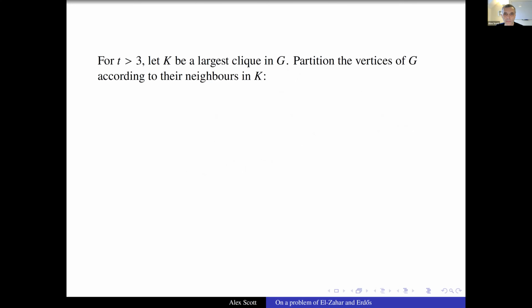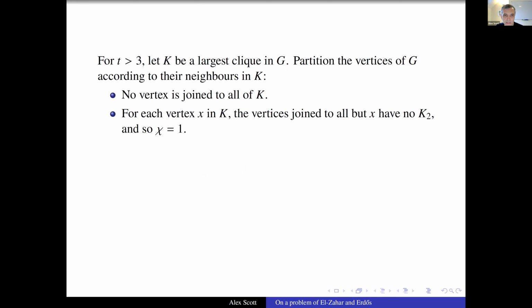Okay. What about when t is bigger than 3? So again, there's a nice clean argument here. So let's think about a largest clique, a clique of maximal size in G. So K is the largest clique. And let's partition the vertices of G according to their neighbors in the clique. Okay, so again, this is the El-Zahar and Erdős proof. So let's just note that, well, no vertex is joined to all of K because we took a largest clique.